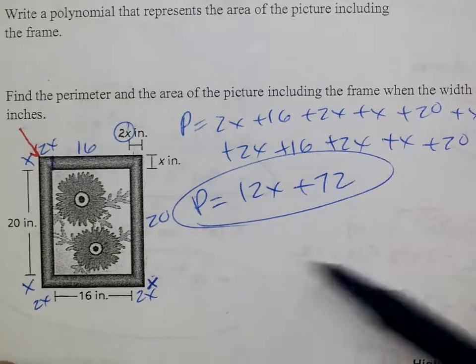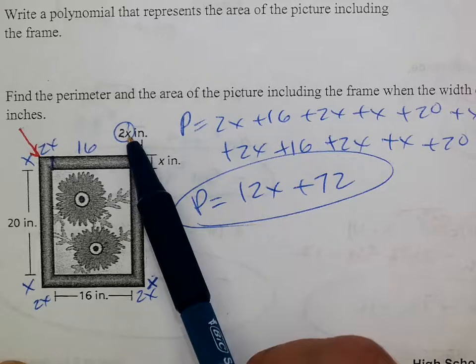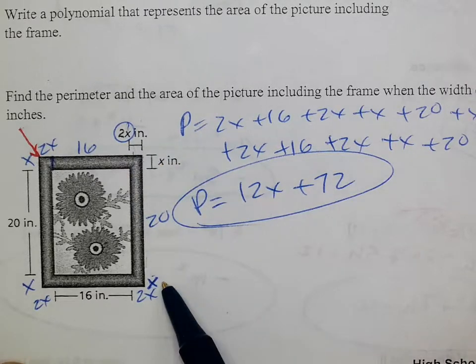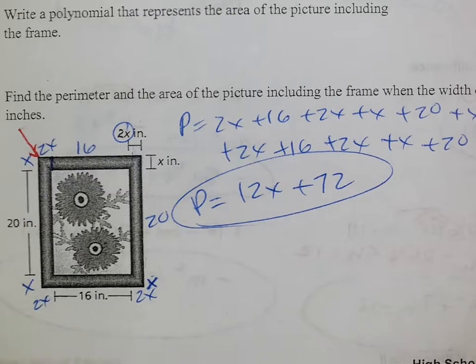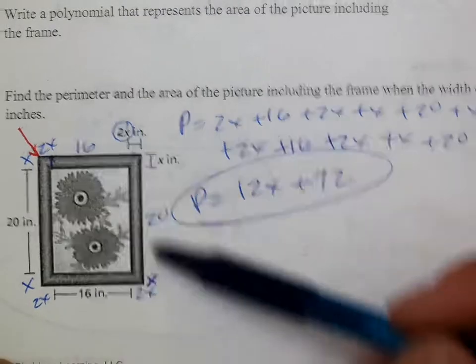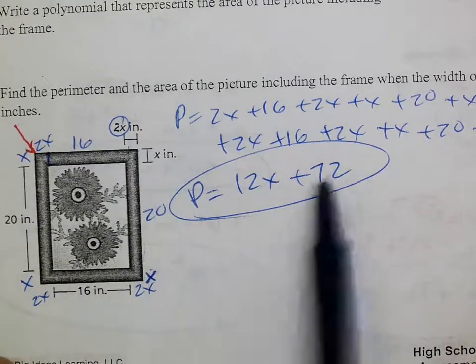Okay, ready? Zoe, ready? 2x, 2x, 3, 4, 5, 6, 7, 8, 9, 10, 11, 12, okay? And then I just added 20 plus 20, and 16 plus 16, and I got 72, okay?